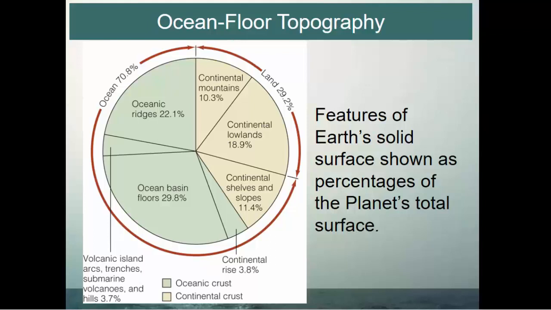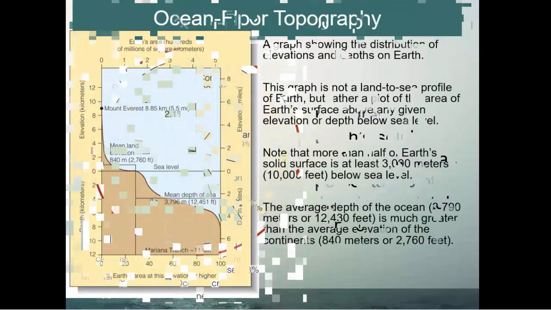So features of Earth's solid surface are shown in percentages of the planet's total surface. About 10% are mountains, and about 19% are continental lowlands. About 11% of the entire Earth are these continental shelves and slopes, these seaward extensions of the continents. The continental rise, which goes from the shelf down to the deep ocean floor, is only about 4%. And then 30% are ocean basins, about 22% are the ocean ridges, and volcanic island arcs, submarine trenches and volcanoes make up about 4%. So about 70% of the globe is ocean, and about 30% is land.